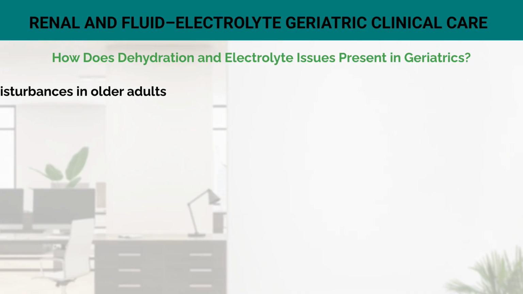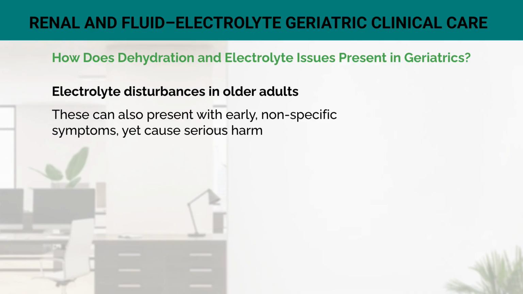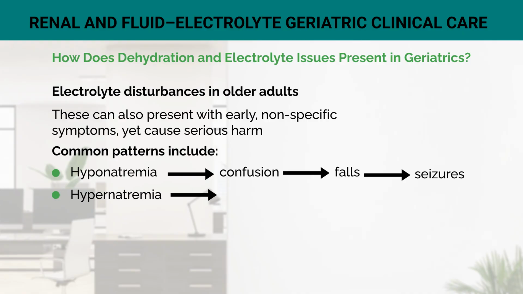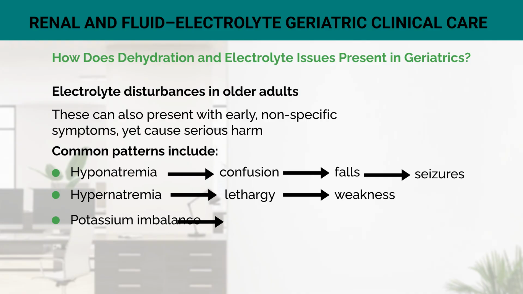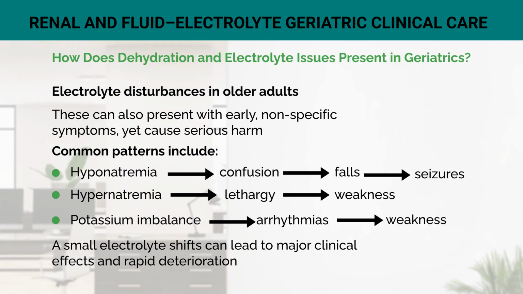Let's look at the electrolyte disturbances. These can also present with early, non-specific symptoms, yet cause serious harm. Common patterns include hyponatremia leading to confusion, falls, and seizures, hypernatremia to lethargy and weakness, and potassium imbalance to arrhythmias and weakness, because older adults have reduced physiological reserve. Even small electrolyte shifts can lead to major clinical effects and rapid deterioration.